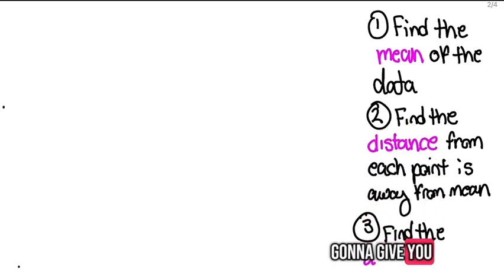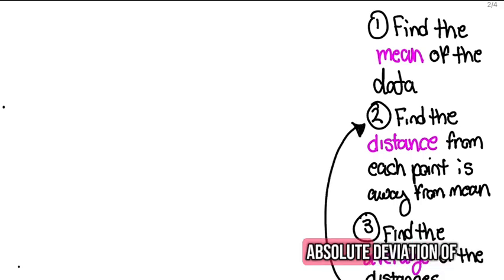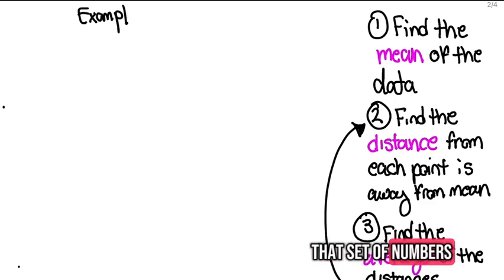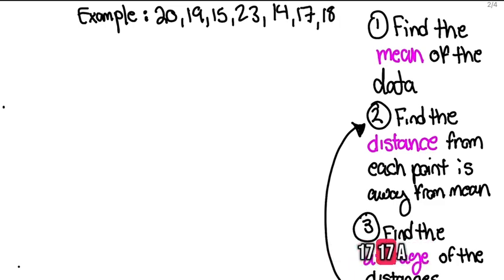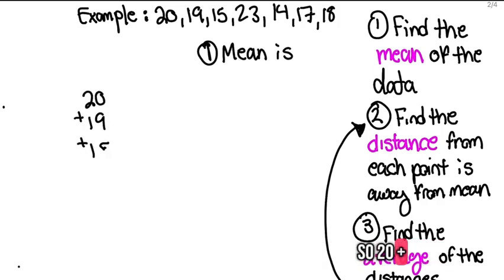What I'm going to give you is a set of numbers that we're going to find the mean of, and then we're going to figure out the mean absolute deviation of that set of numbers. So here are our example numbers. We have 20, 19, 15, 23, 14, 17, and 18. The first thing we need to do is find the mean of that set of numbers. The way to do that is to add them all together: 20 plus 19 plus 15 plus 23 plus 14 plus 17 plus 18.